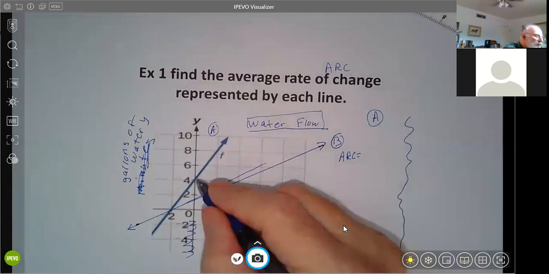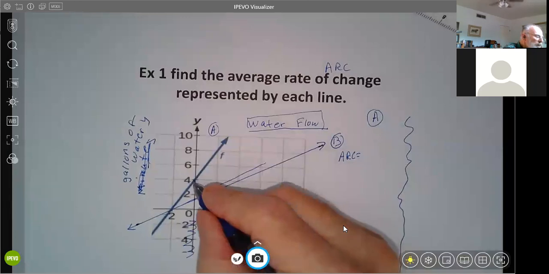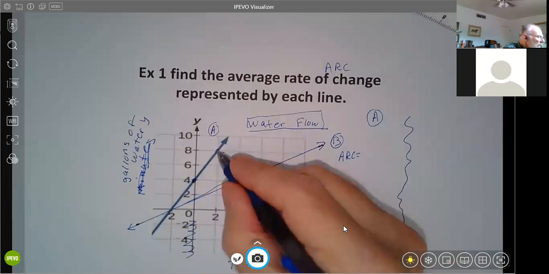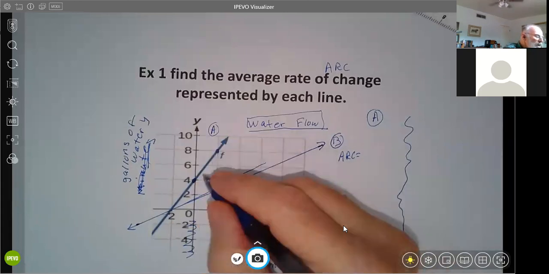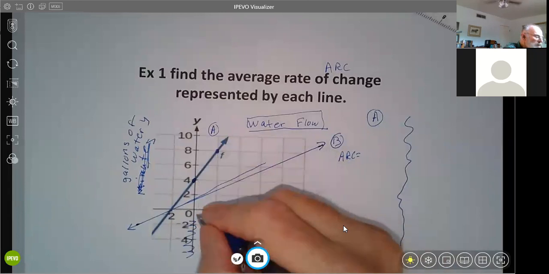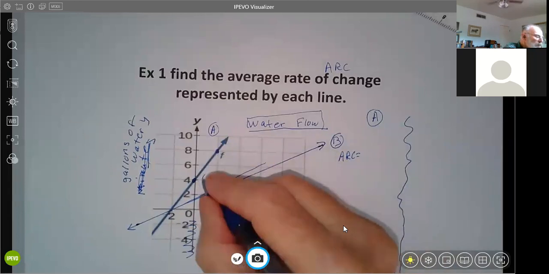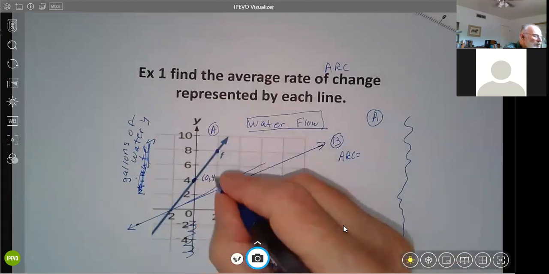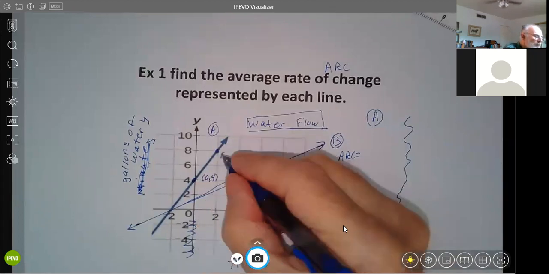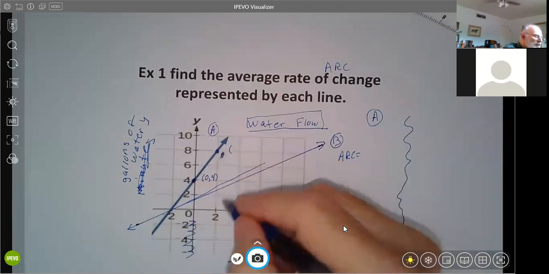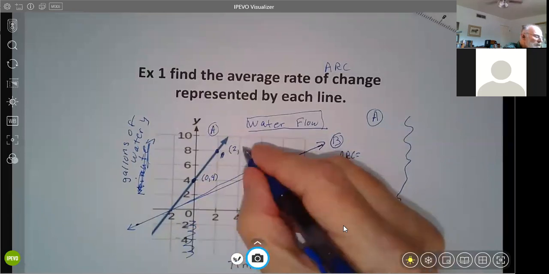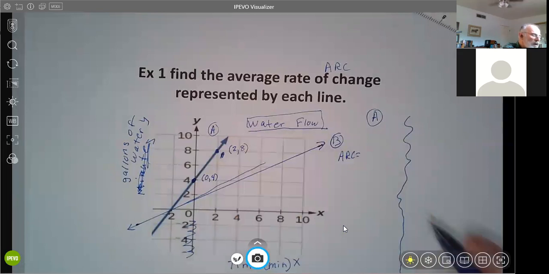So I've got a point here that I can see with A, and I've got a point here. All right, and so this point here is at x is 0, y is at 4. And then I've got a point up here. I'm going to ignore the f here, so I'm going to get rid of it. And here x is 2, y is 8.